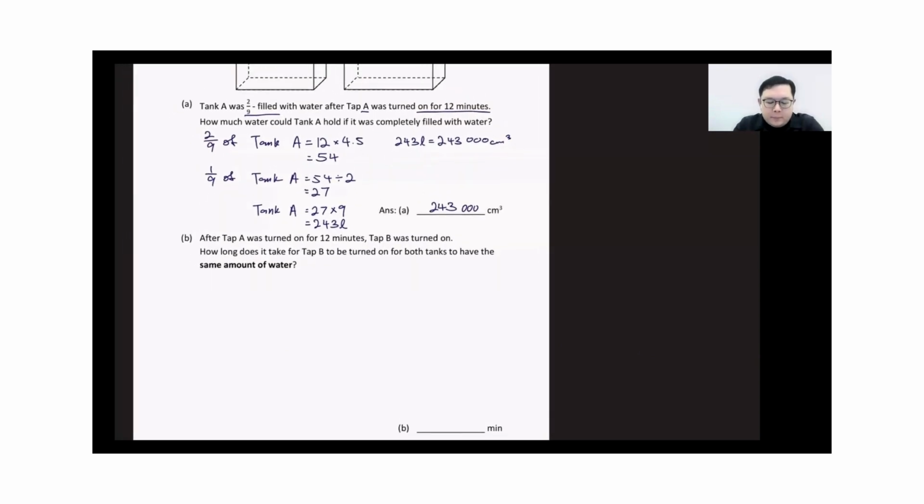So for question B, for part B, after tab A was on for 12 minutes, tab B was turned on. How long does it take for tab B to be on for both tanks to have the same amount of water? So how do you do this question?